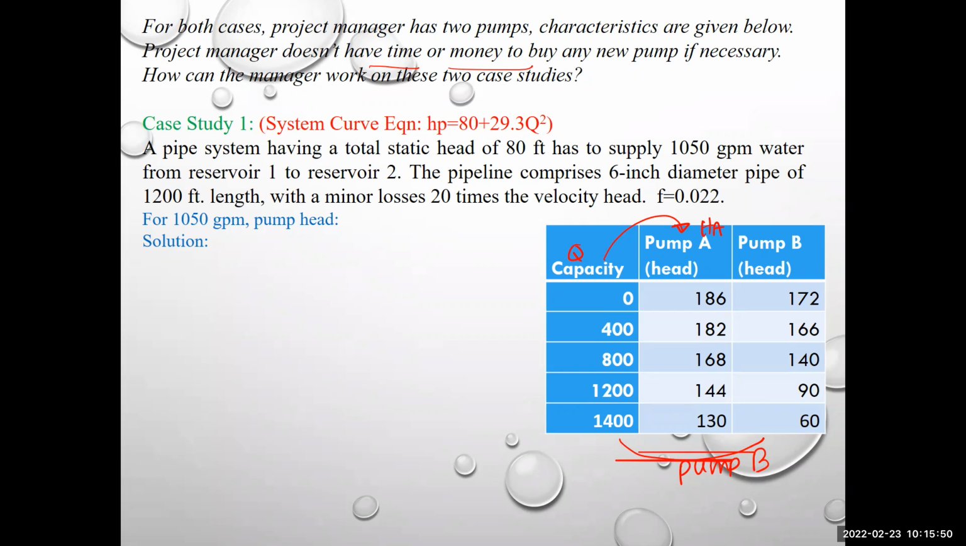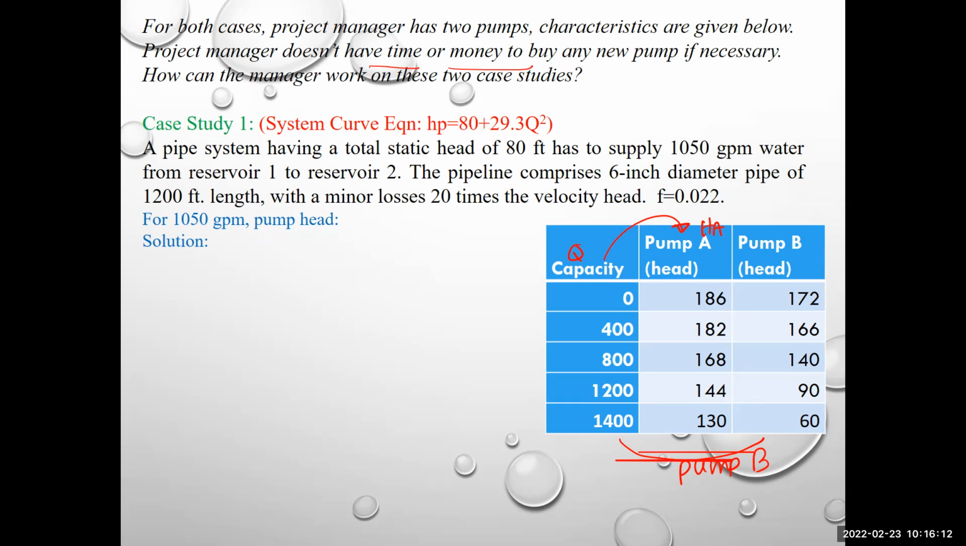Can someone read case study 1 very quickly? A pipe system having a total static head of 80 feet has a supply of 1,050 GPM water from reservoir 1 to reservoir 2. The pipe comprises a 6-inch diameter pipe of 1,200 feet length with a minor loss of 20 times velocity head, at f equals 0.022. Okay, thank you very much.